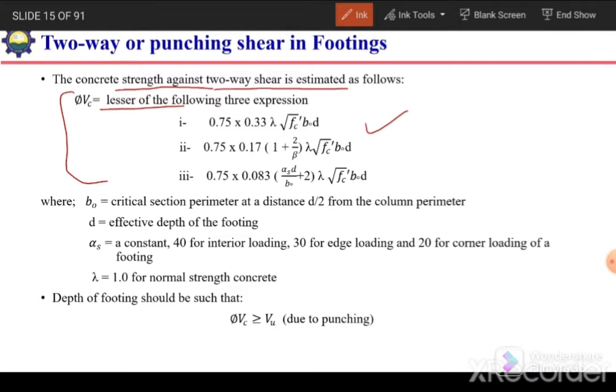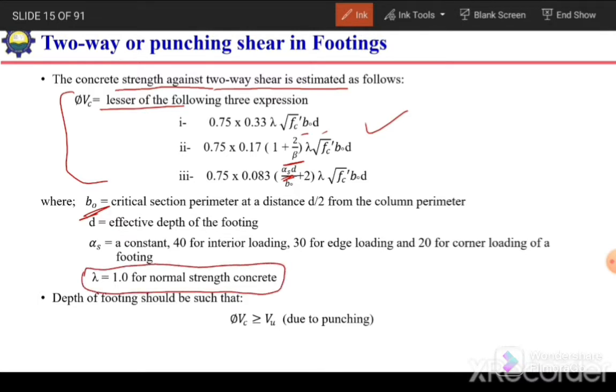Here we have b naught and d. b naught is the critical section perimeter, d is the effective depth, beta is the ratio of longer to shorter side of the column, and alpha is a factor which is 40 for interior columns, 30 for edge columns, and 20 for corner columns. By using these three equations, we can estimate the capacity of concrete against two-way shear. And here lambda is a factor which accounts for lightweight concrete.